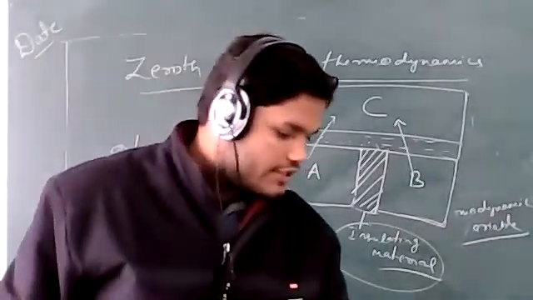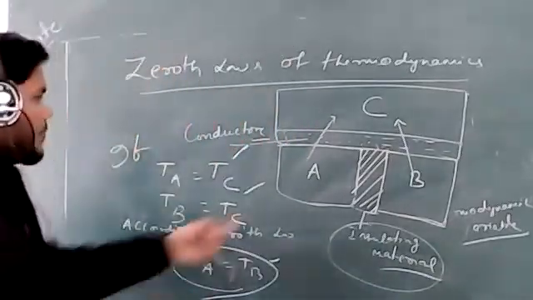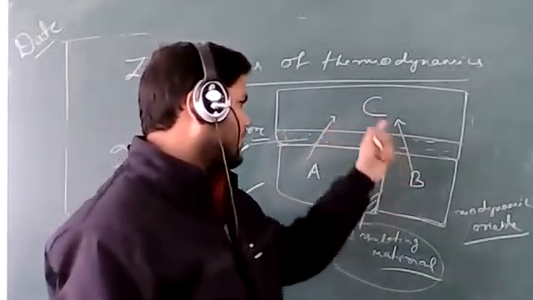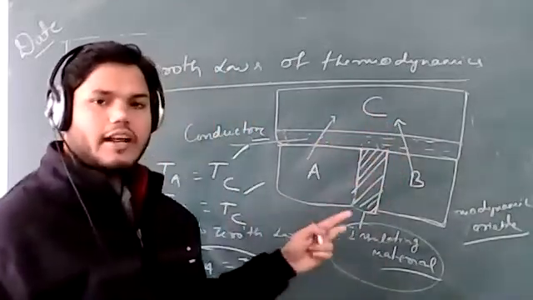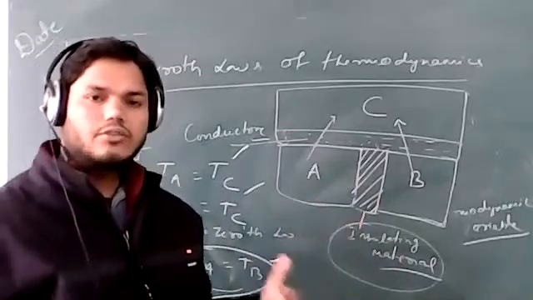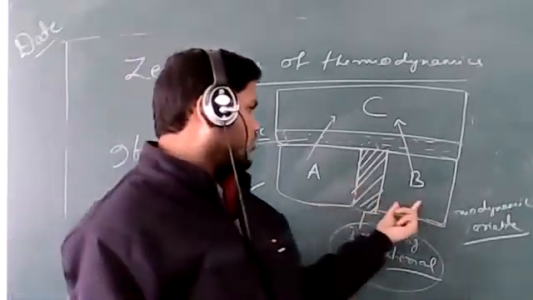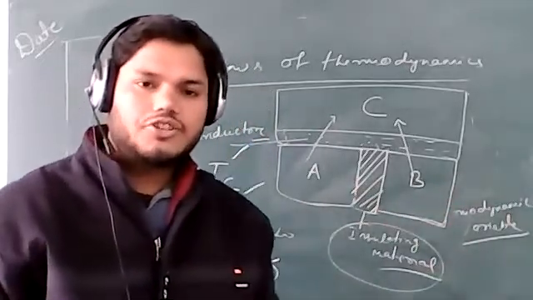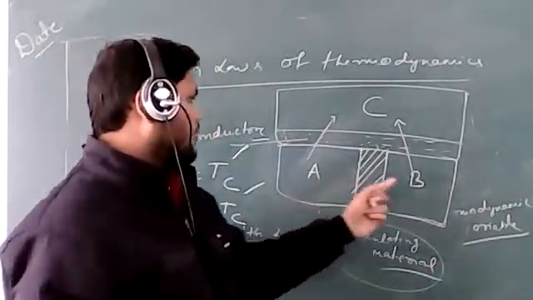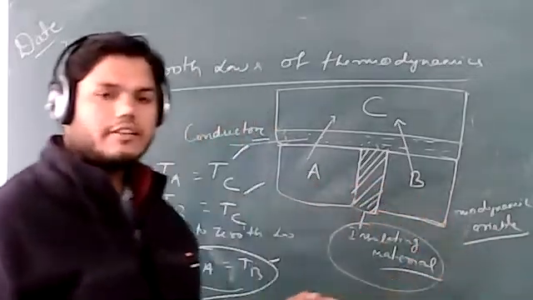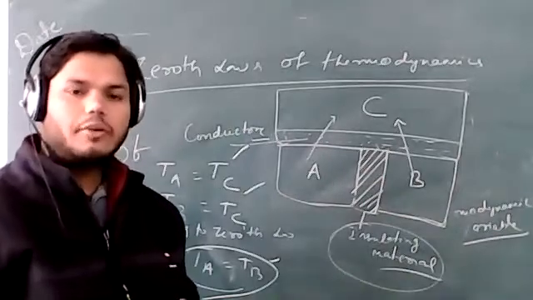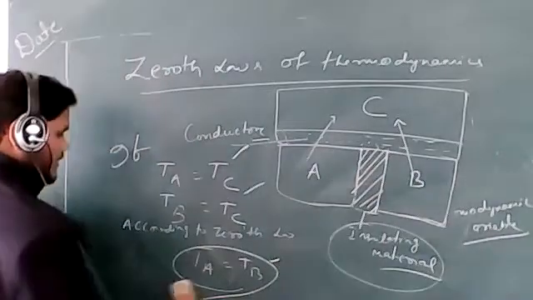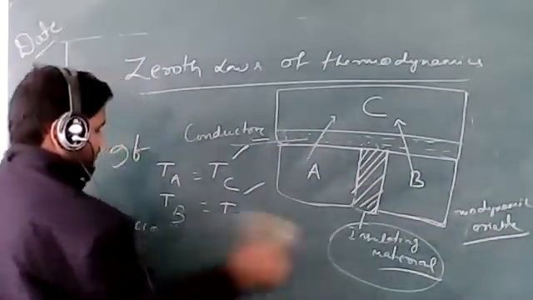So the systems A and B are not directly connected, but they are separately connected to system C. And the zeroth law says that system A will also be in thermal equilibrium with system B. Thermal equilibrium means the temperature of body A equals the temperature of body B. In physics language it is called thermal equilibrium: two bodies having the same temperature. This law is called the zeroth law.